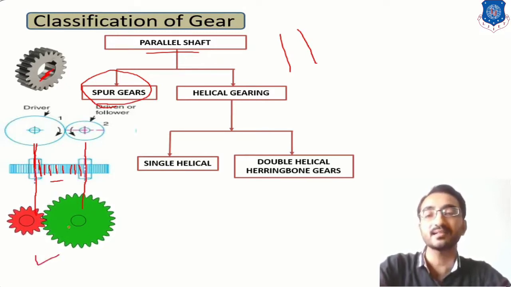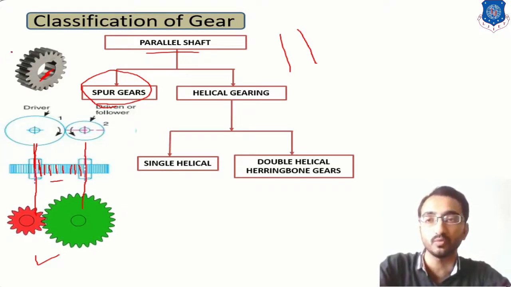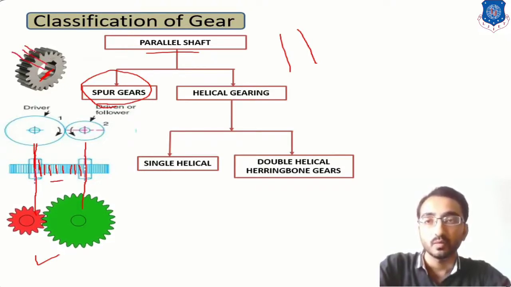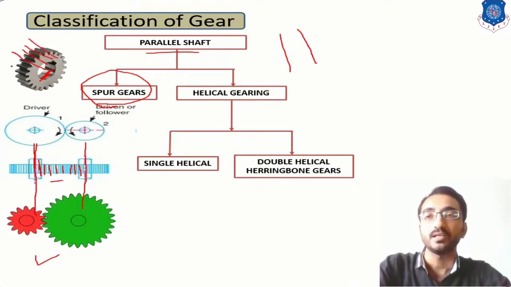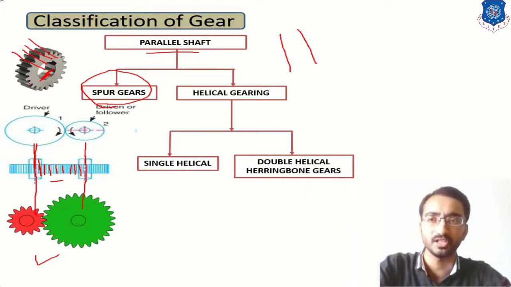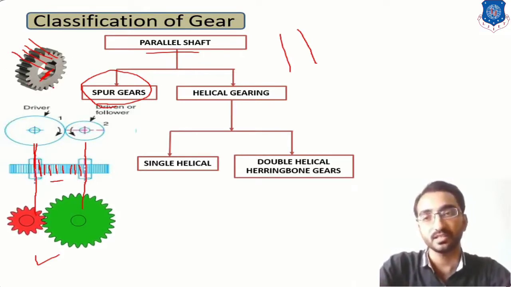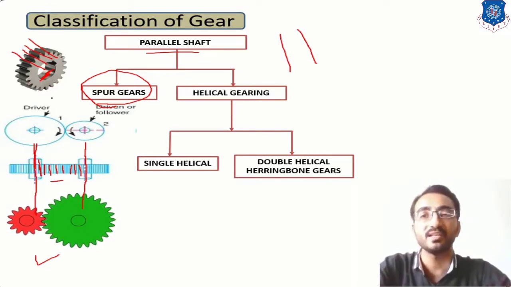But there are certain limitations. For example, spur gears are very easy to manufacture, because you have to remove material in a simple way. You can use various mechanisms: in a shaper machine or in a milling machine you can cut teeth on this gear. So in this way, manufacturing of spur gear is easy.